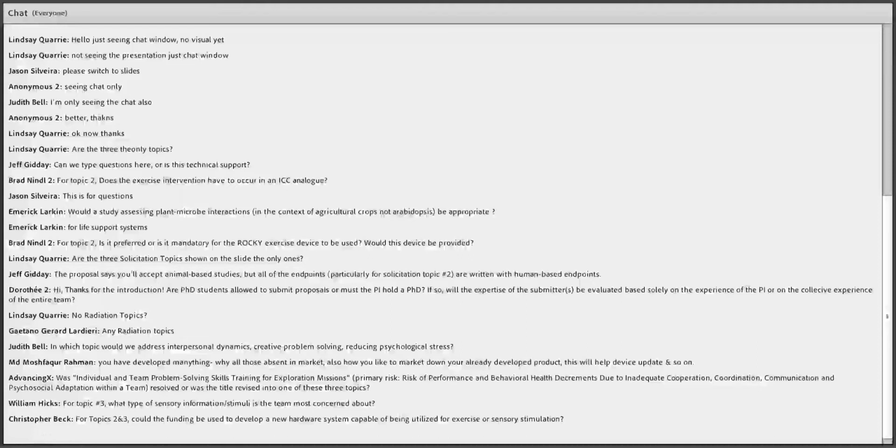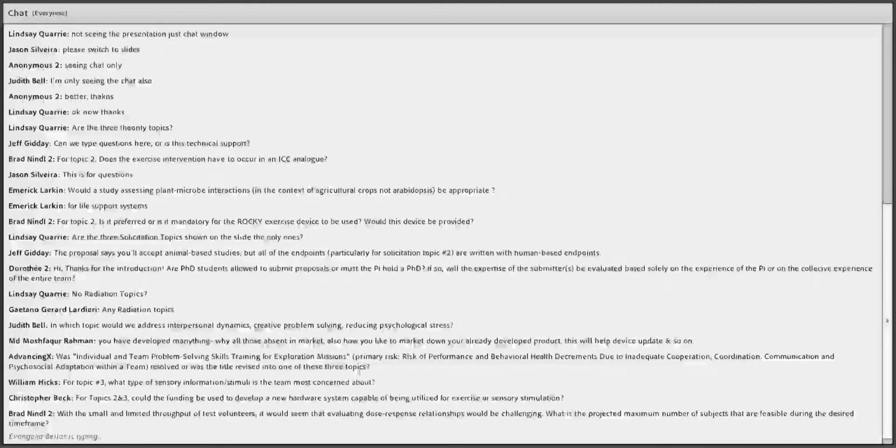Okay, and with regard to the individual and team problem-solving skills training for exploration missions, was it resolved, or was the title revised into one of these 3 topics? No, we have delayed the offering of that one until a later solicitation. We were accelerating that one, and we decided that our interests were better served by delaying it. So it will come out probably in the July solicitation or later, but it is still a requirement. We just have higher priorities right now to address.